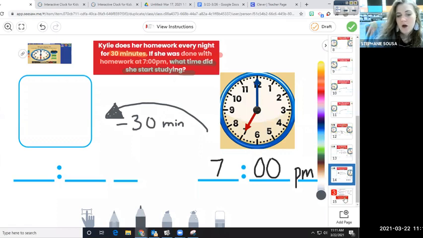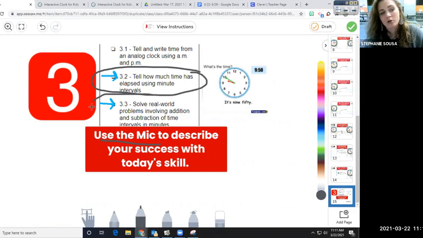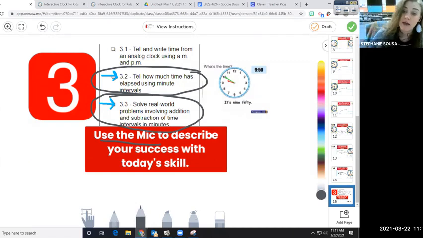All right. On slide 13, as always, you're going to use the mic to describe your success with today's skill. And I want you to remember that you should be using vocabulary. So, my friends, hashtag Leah, I took my time on it, isn't vocabulary. You need to tell me how you're doing with these skills. Okay? So saying I took my time, or it was easy, or it was hard is not vocabulary. Okay? Tell me about your hour hands. Tell me about your minute hands. Tell me about moving them. Okay? Use your vocab to explain how you're feeling.